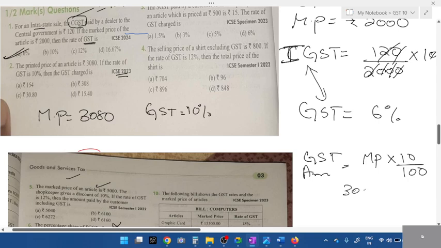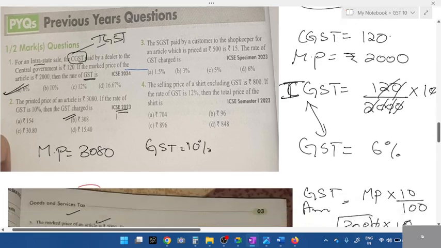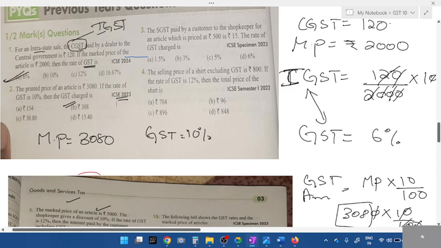So 3080 into 10 divided by 100. So 2 zeros get cancelled. What's the answer? 308. So the first question was a tricky one, but if you know the concept of intrastate, interstate, you'll be able to answer. So 308 is the answer, students. Remaining we'll do tomorrow.